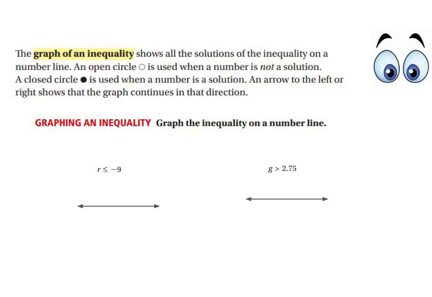The graph of an inequality shows all the solutions of the inequality on a number line. An open circle is used when a number is not a solution. A closed circle is used when a number is a solution. An arrow to the left or the right shows that the graph continues in that direction. So let me explain with examples.